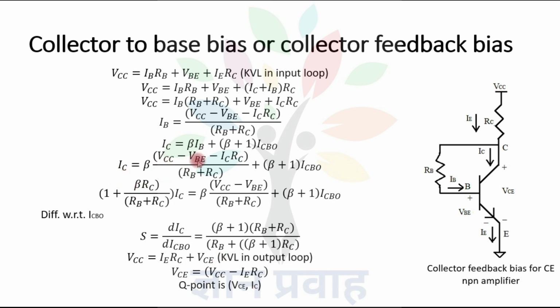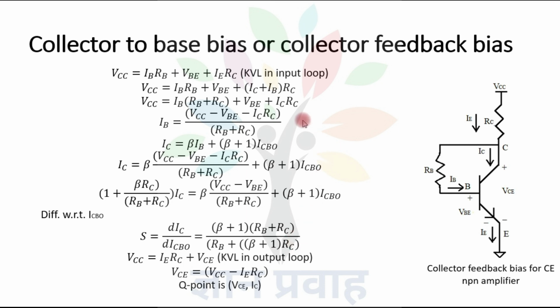A few important points of this configuration: if (beta plus 1) RC is very large as compared to RB, then we can ignore the value of RB. Here the stability factor will be independent of beta, so it provides an improved stability factor. If this condition is true, it means we require a high value of VCC.